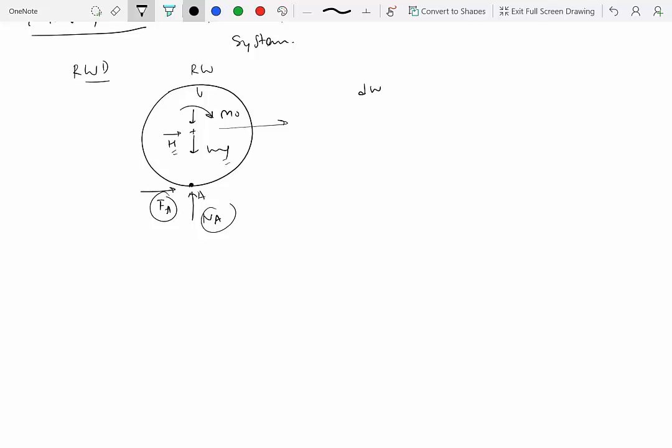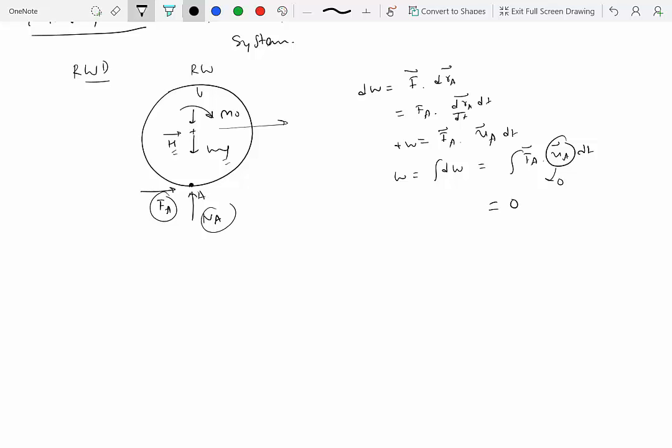So dW is F dot dr, right? So this is F_A dot dr over dt times dt. So this is actually point A, so we'll just write that. So this is F_A dot V_A dt, right? That's dW, and W is the integral of dW, which is the integral of F_A dot V_A dt. But V_A is the velocity of the point A, which is zero. So that means that the work done by the friction force at point A is zero. So the friction forces actually will not do any work. This friction force will not do any work.